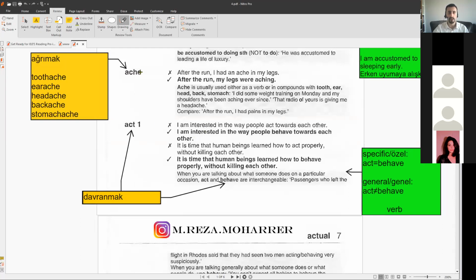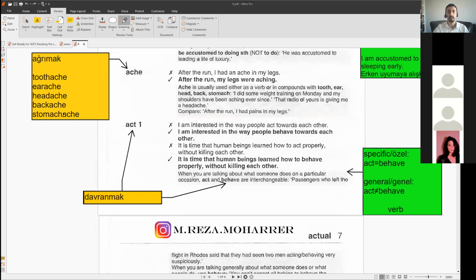Okay. As you see here, this is the explanation I have attached. Ache in Turkish means ağrımak. In English, normally we use, just a moment. Okay, I'm activating and answering the chats. Yeah, in English, normally we use ache with these words: tooth, toothache, earache, headache, backache, and stomachache.